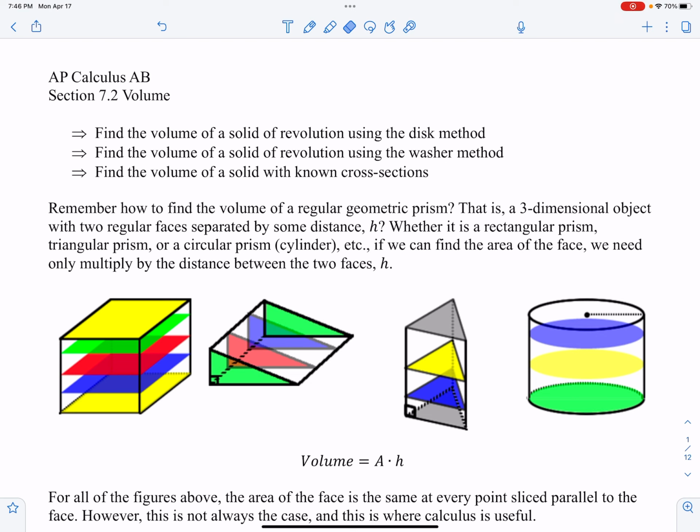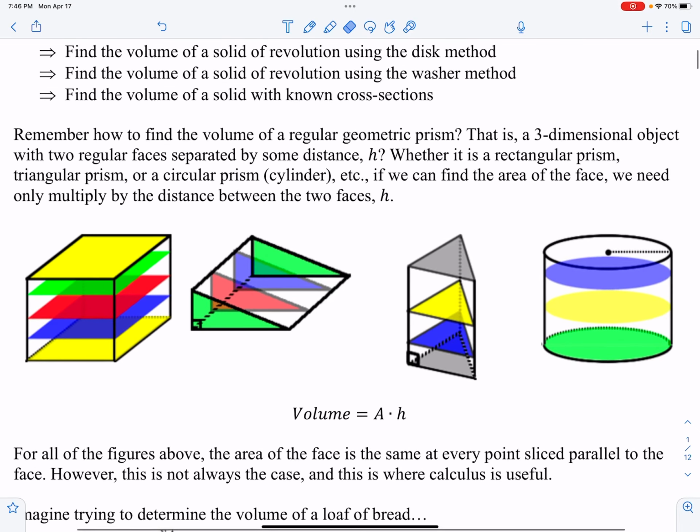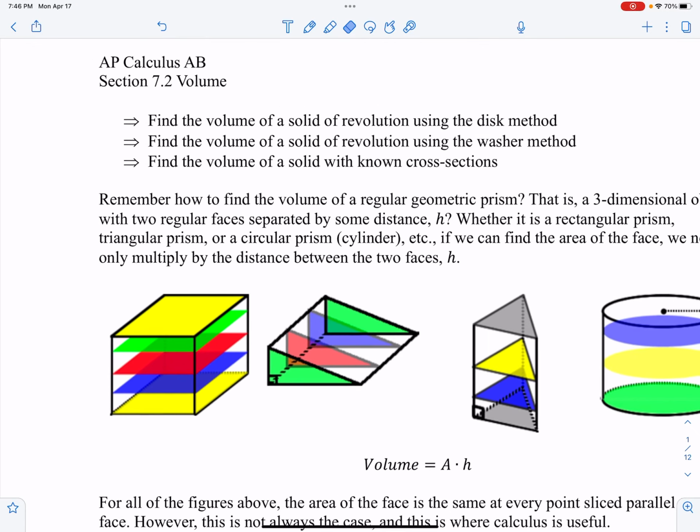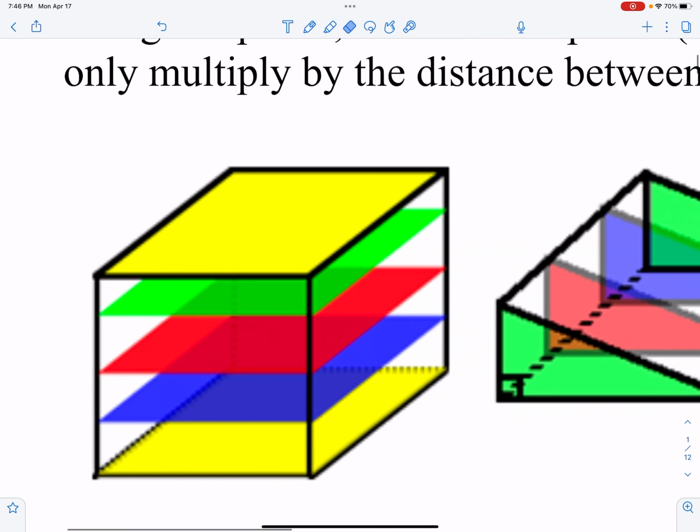Before we start talking about disk method for finding the volume of a solid of revolution, let's think back to geometry, or even when we were studying related rates problems and applied optimization problems. We often had to use volume formulas for three-dimensional objects, right? Like a rectangular prism. There are triangular prisms pictured here, as well as a circular prism, which we refer to as a cylinder.